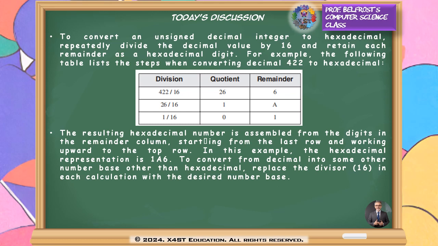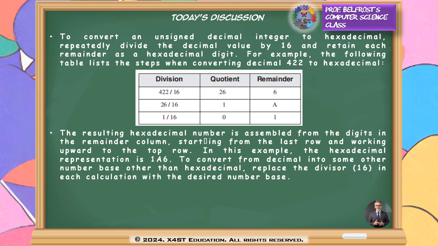Okay, for example, say that you have this question. You need to convert decimal 422 to hexadecimal. So repeatedly do the division. 422 divided by 16, you have 26 with remainder 6. And then 26 divided by 16, you have quotient 1, remainder 10, which is equal to A. And 1 divided by 16, the quotient is 0, and the remainder is 1.